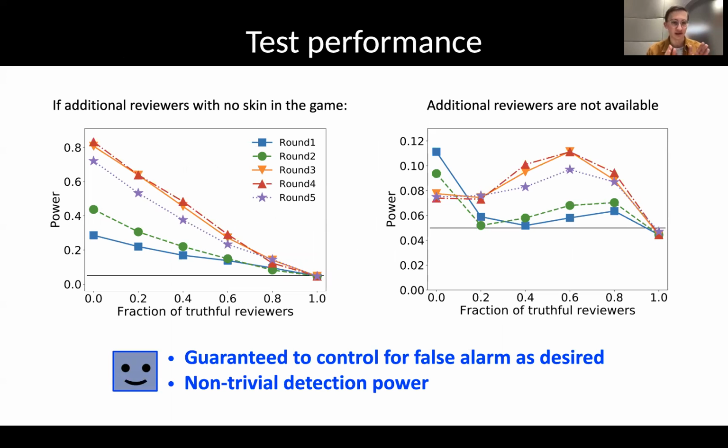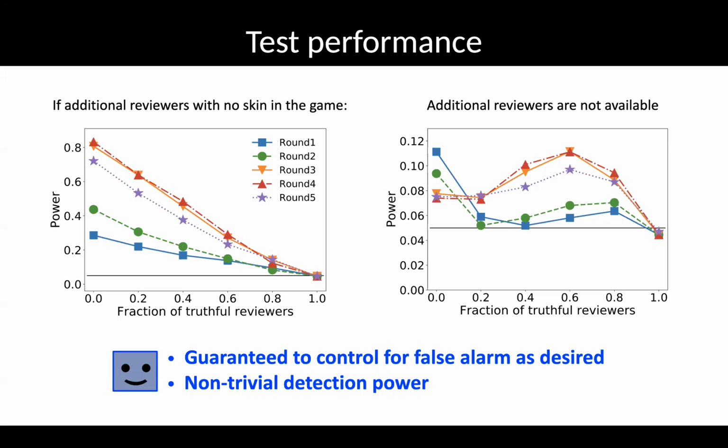Again, I try not to go into details, but our tests have 2 regimes. In the first regime, we have additional evaluations from reviewers who have no interest. This can be managers who rank their subordinates, or some external evaluations. Our test can take these evaluations and improve its power. On the right side, we see the behavior of our test when there is no additional reviewer, so when we have to work on purely observational data.